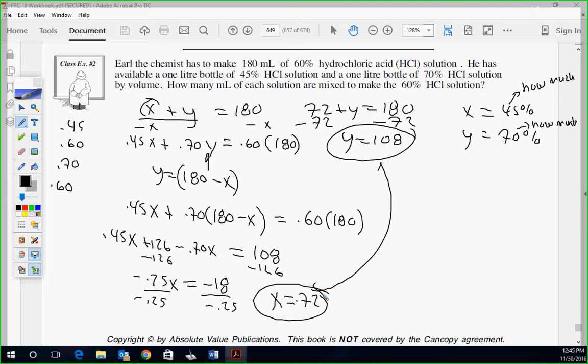Okay, you can plug those in and check if you'd like. For the sake of time, we'll keep going. No, x is 72 milliliters. Sorry, that point's not there. Good question. Just 72 milliliters. Okay. Remember, that's how much of each type. Yeah?